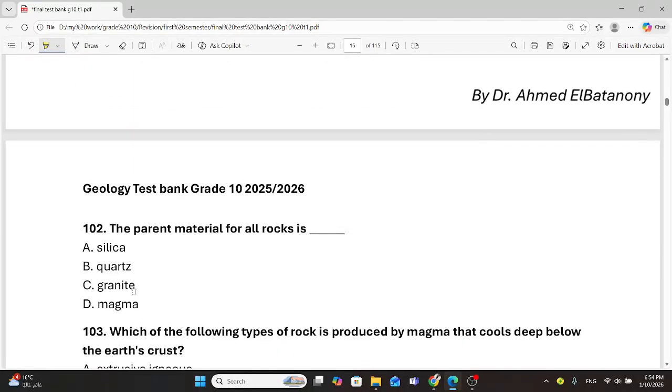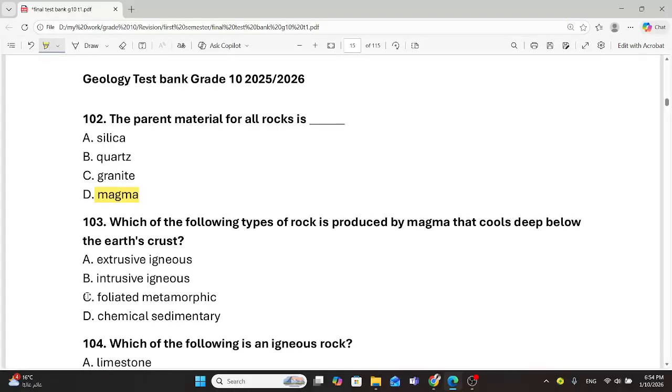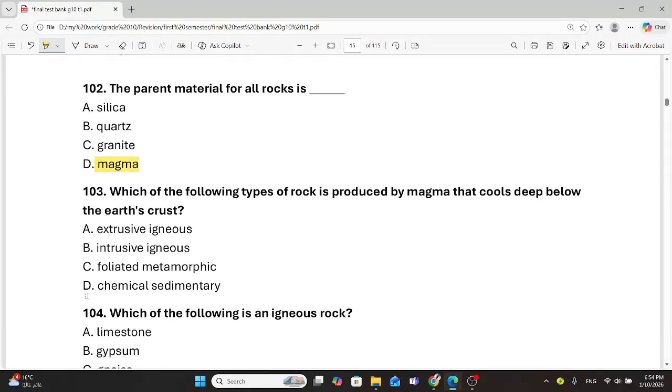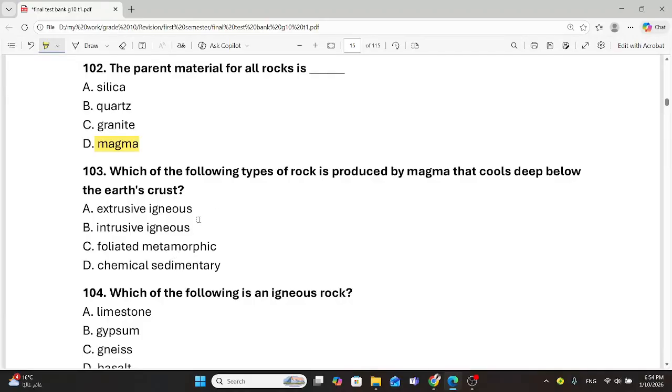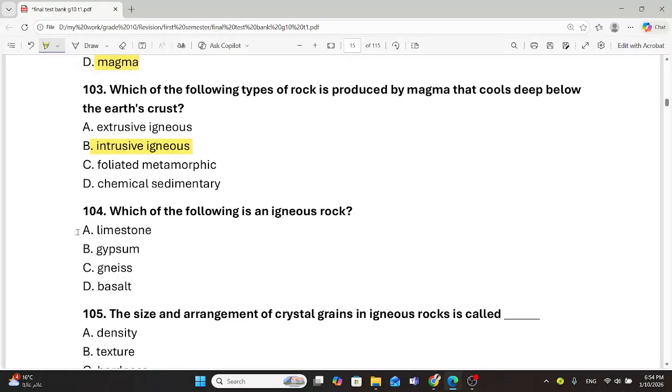طيب the parent material for all rocks is the magma. طيب which of the following types of rock is produced by magma that cools deep below the earth's crust. Below the earth's crust يعني تحت earth's crust هتبقى intrusive. طيب produced by magma يبقى intrusive igneous. طيب which of the following is an igneous rock.